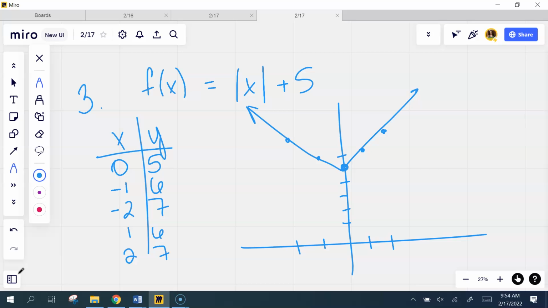How about the domain? Negative infinity to infinity. How about the range? Bracket 5 to infinity. You got that? Good.